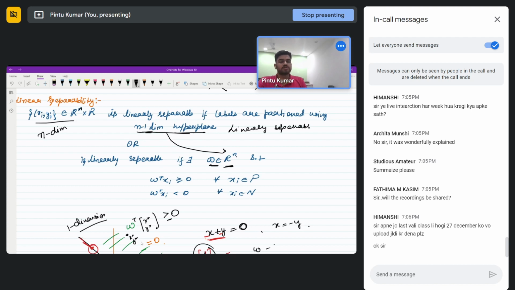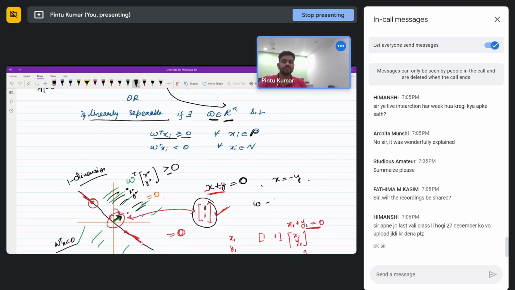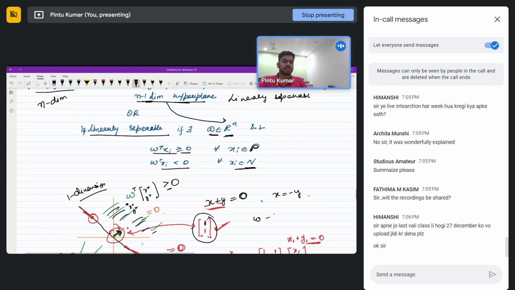Okay, so this is the hyperplane that will separate the plane in two halves, and all the points from the positive class would lie on one side of the plane. So for them, W transpose Xi would be greater than or equal to 0. That is, they are on one half of the plane, and for the negative points, it is strictly less than 0. So these kinds of data sets are called linearly separable data points.